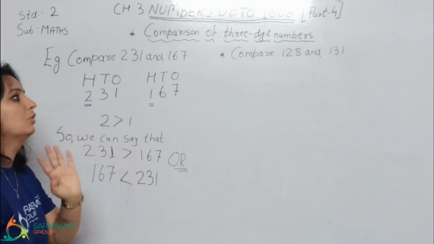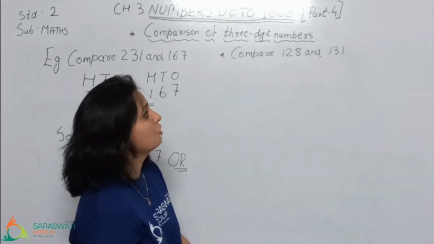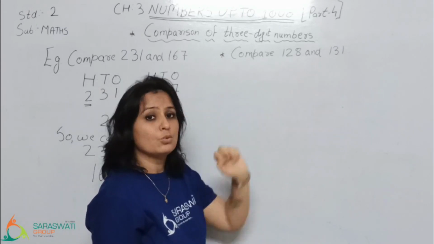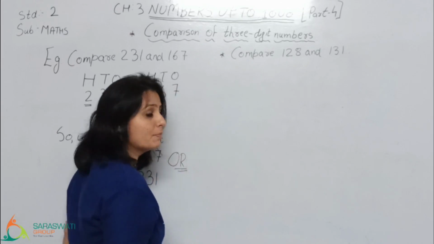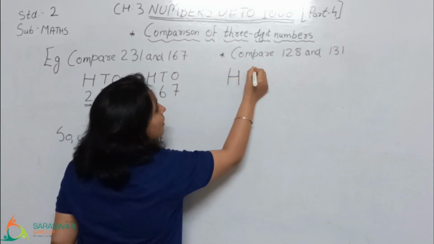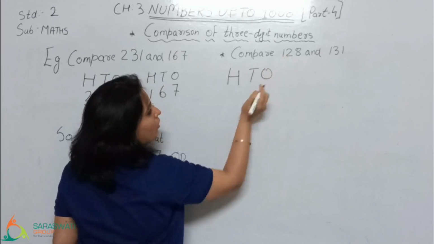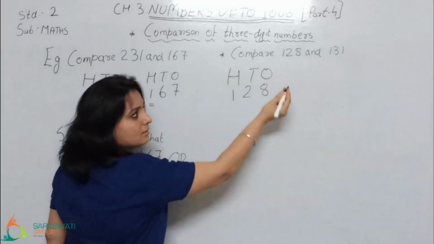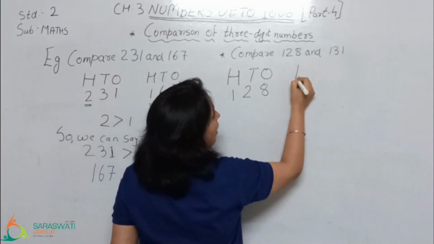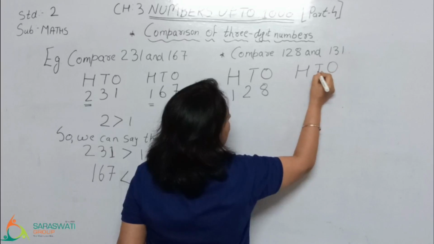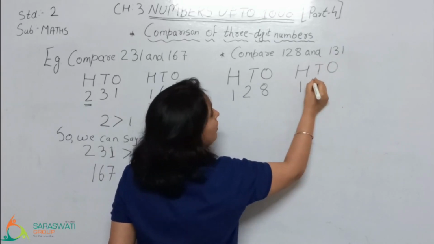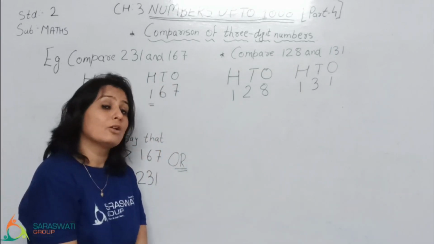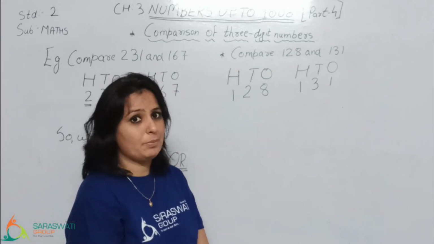Now, moving on to the other question. What is different in other question? You can see in this question, compare 128 and 131. So first of all, I will write the digits at their respective places. Hundreds, tens, ones. What I will write? 128, right? In the similar way, for the next digit, hundreds, tens and ones. So what I will write? 131, right?